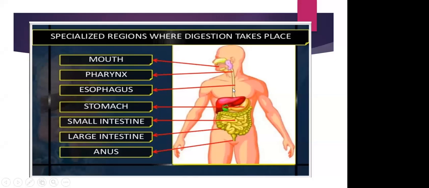After the esophagus, food gets digested in the stomach region. Then from the stomach region to the small intestine. Then after the digestion process, the unwanted or undigested food passes through the large intestine and gets eliminated through the anus. So this is a simple diagram which explains the specialized regions where digestion takes place.